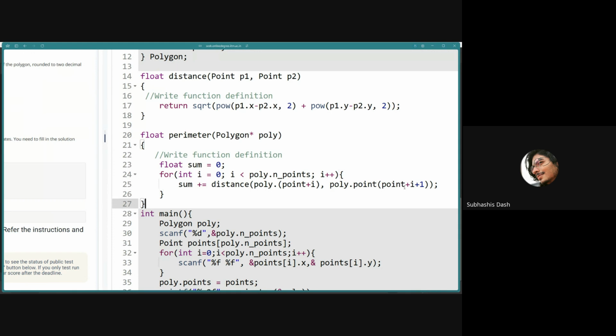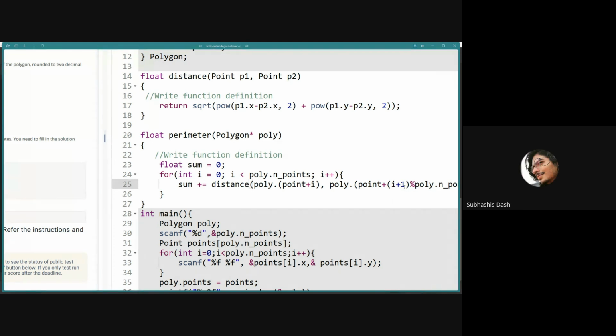Okay, no, there's an extra point over here. We don't need that one. What you can do instead is, instead of doing that, you can just do I plus 1 modulo n underscore points. Poly and points.